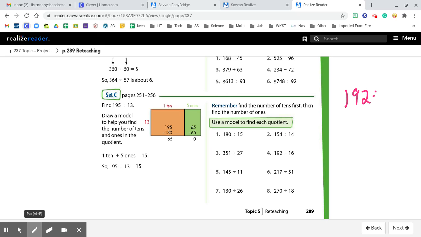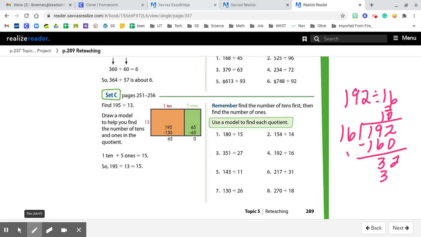192 divided by 16. 16 goes into 192. We say 10 times, 160. And 16 goes into 32 2 times. And you could have done it one at a time, but I know my math fact, 16 times 2 is 32. So I combine that. So I'm going to get 12.